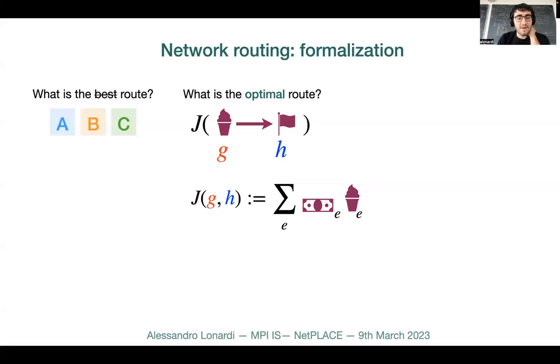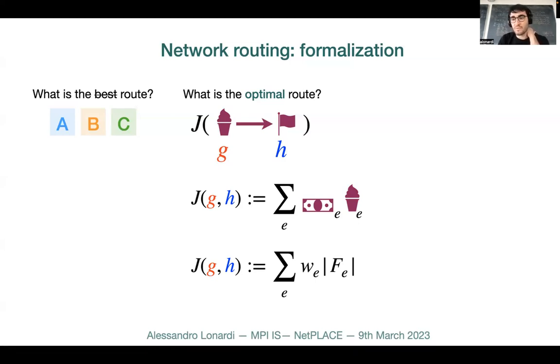In order to give a better formalization of this equation here, I call the price, so the toll, W, so it's a cost for every edge. And with F, I denote the flux, the absolute value. So the absolute value of F is the absolute value of the amount of ice cream, meaning the quantity of ice cream that I'm actually shipping. Okay, so this is the main functional that I want to optimize.